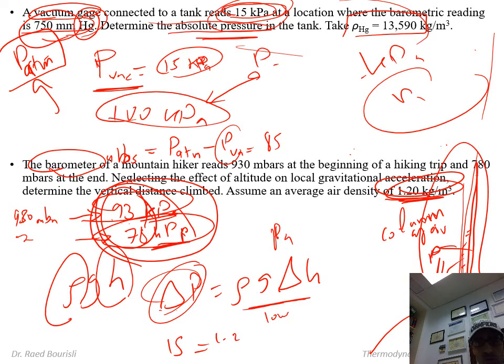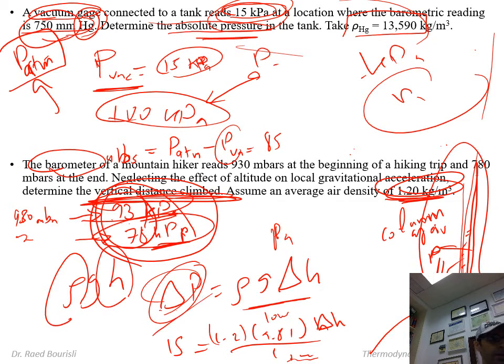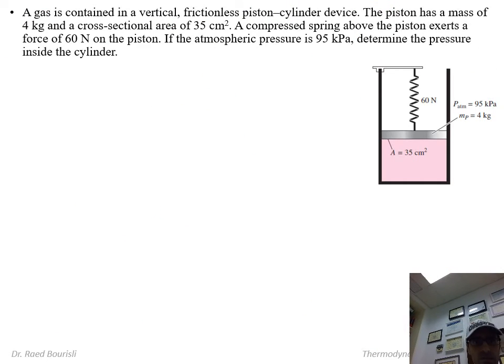Then 1.2 times 9.81 times H. We don't know what this is. We want the vertical distance climbed divided by 1000. And that's it. Okay, it should be huge actually. A change from 93 kilopascal to 87 kilopascal is serious.